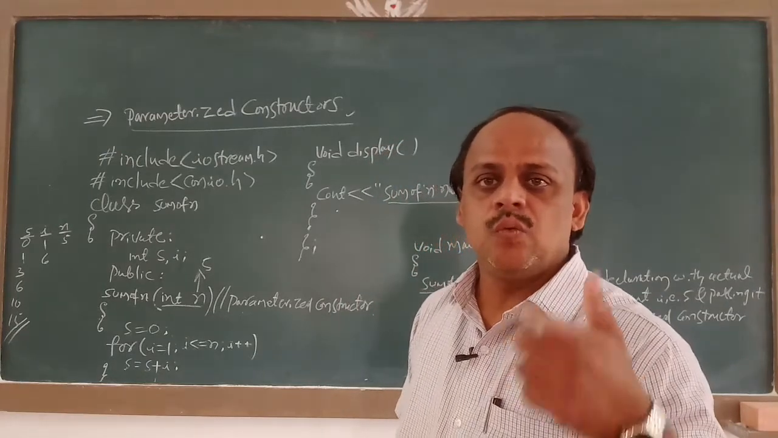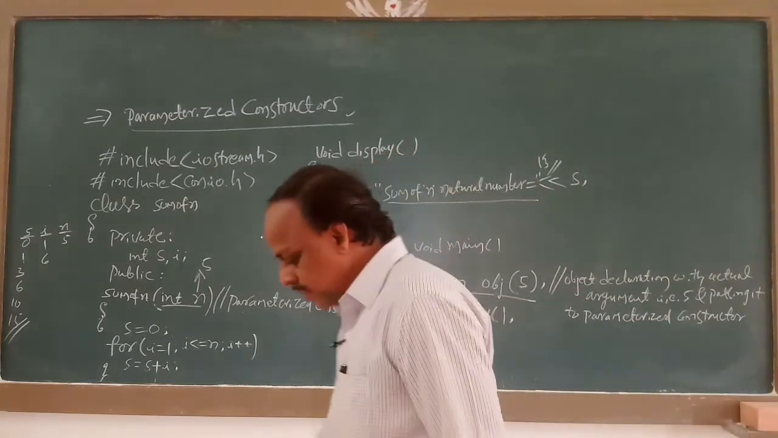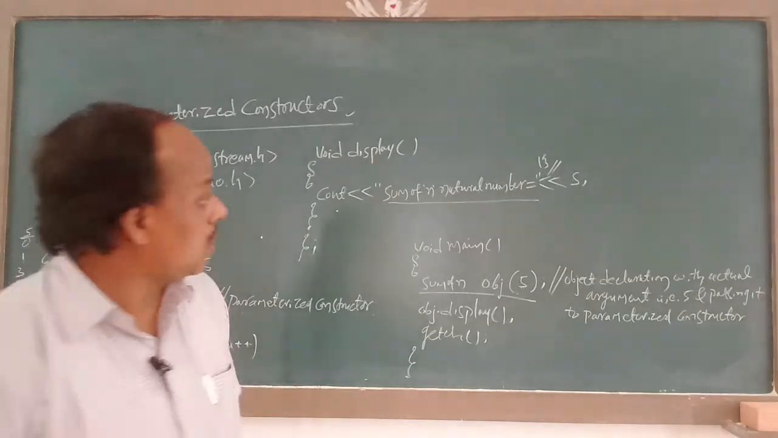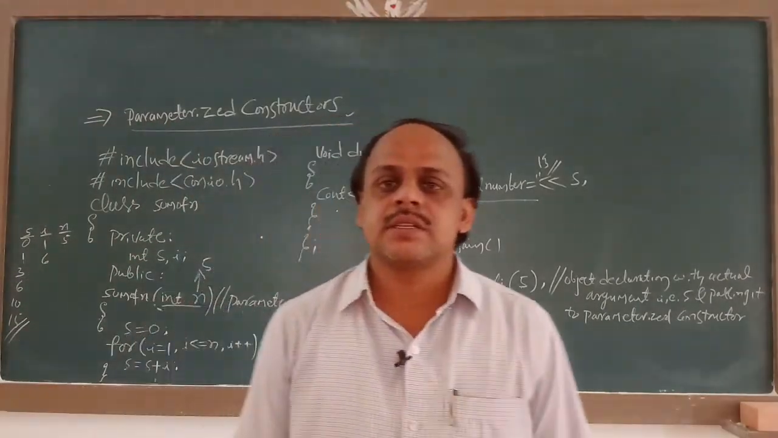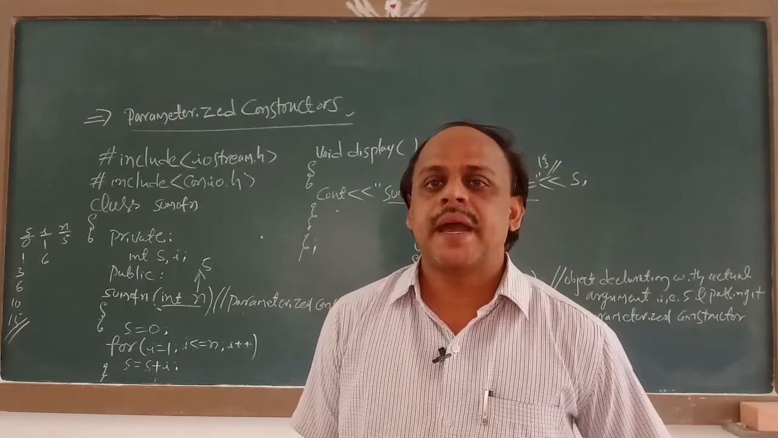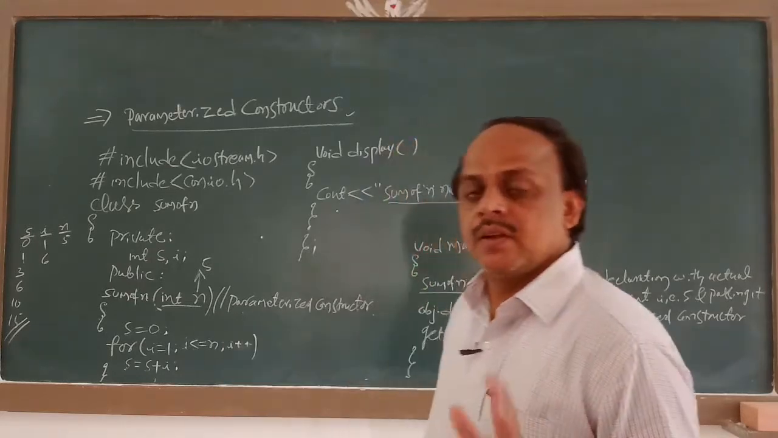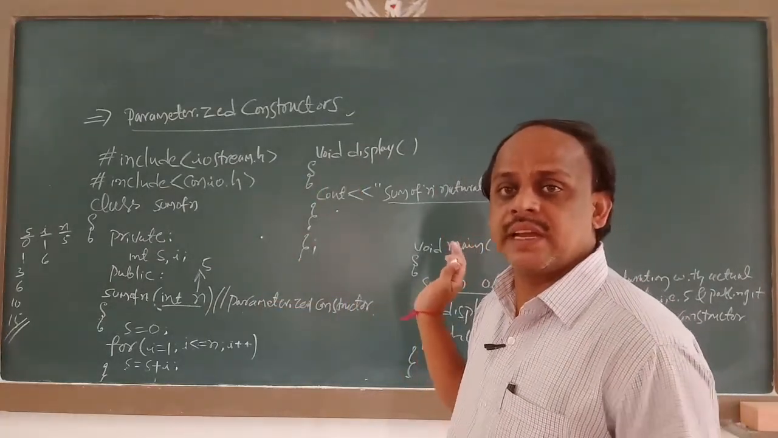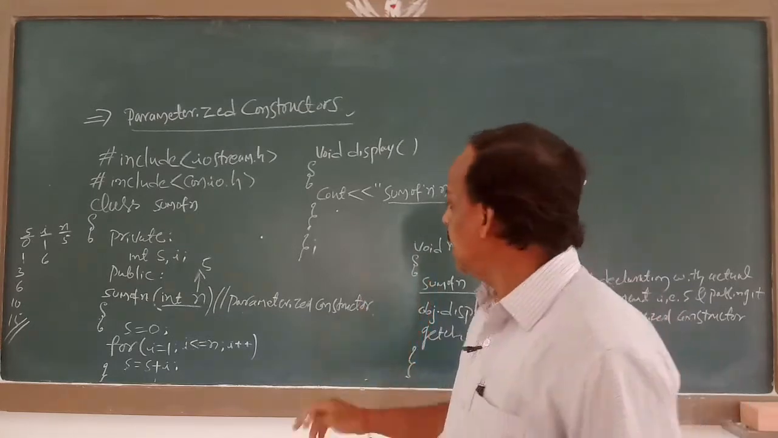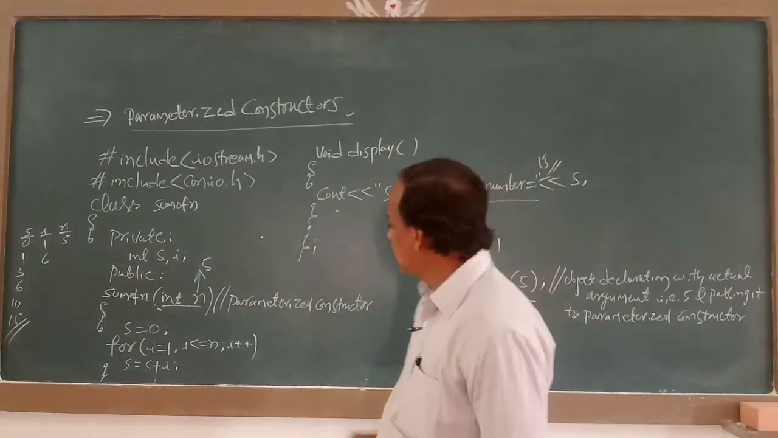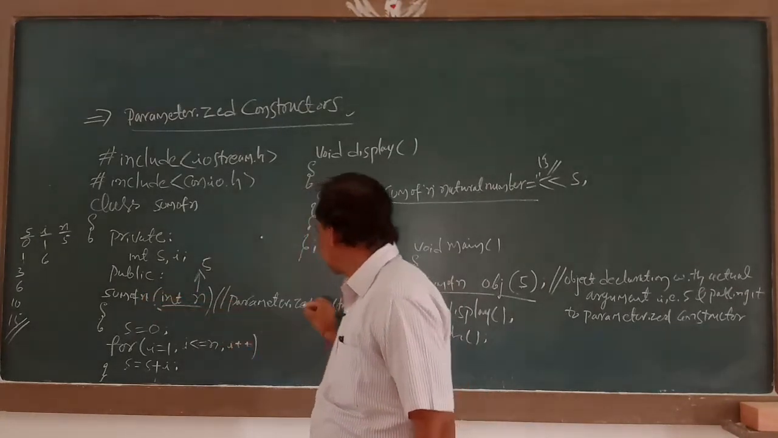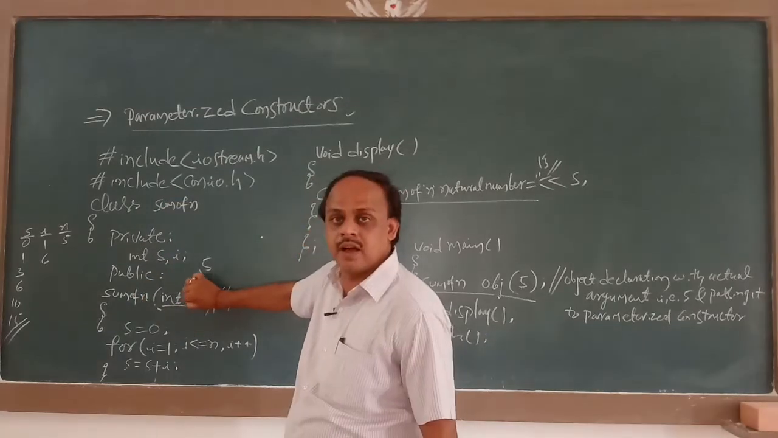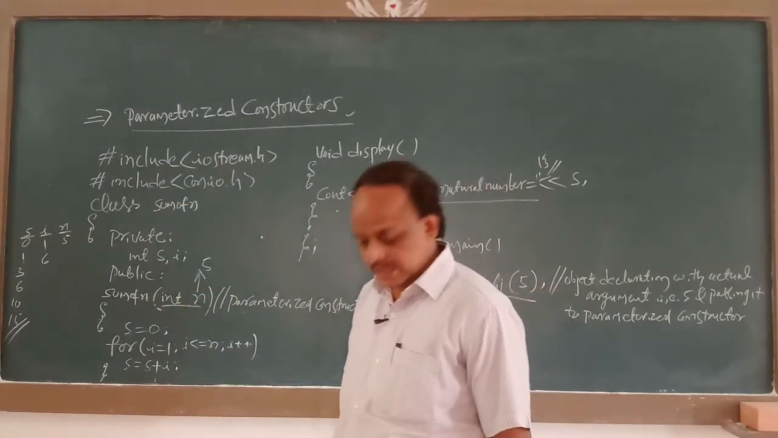parameterized constructor works. Right? So this is the program used to find the sum of natural numbers using the concept called parameterized constructor. In a simple way, a parameterized constructor is a type of constructor with arguments. A constructor with arguments is called a parameterized constructor. So here, this is a parameterized constructor, because the constructor name is the same as the class name and this constructor has one argument or parameter, hence it is called a parameterized constructor.